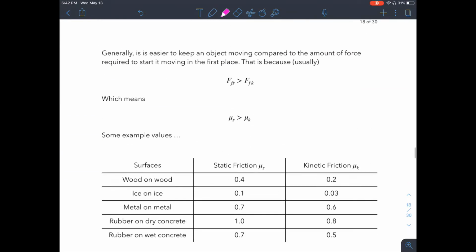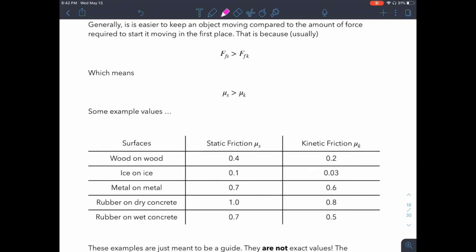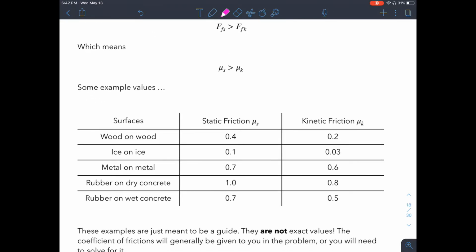Okay. Now, we're going to skip that because that's just kind of the answer. But in general, what we see is that the static friction is bigger than the kinetic friction. So some examples of this value is if you've got wood on wood, it's got a static friction of 0.4 and a kinetic friction of about 0.2. Ice is about 0.1 static friction and 0.03 kinetic friction.